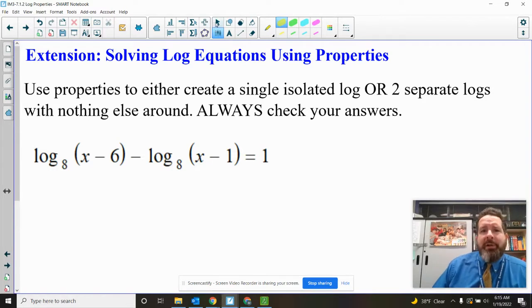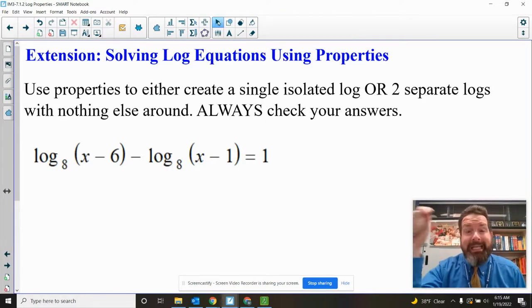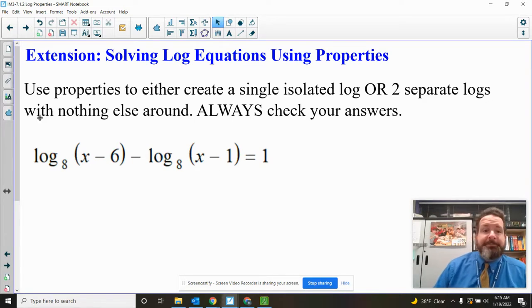Here's the thing with our log properties. They are actually going to allow us to solve some equations that up until right now, you would not have been able to solve. Take a look at this one, and let's notice how it's different from the ones we looked at in the previous section.